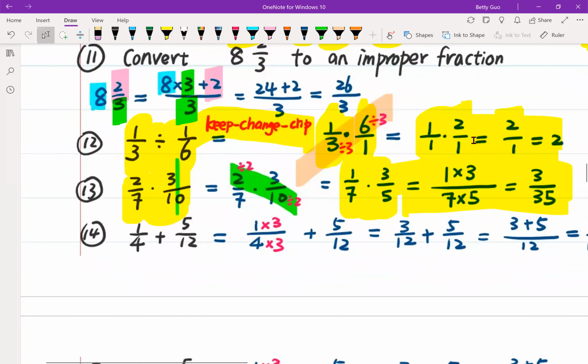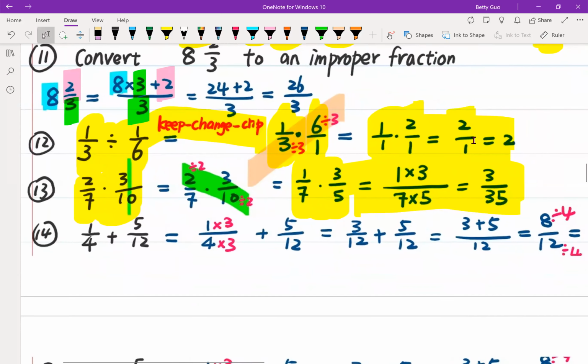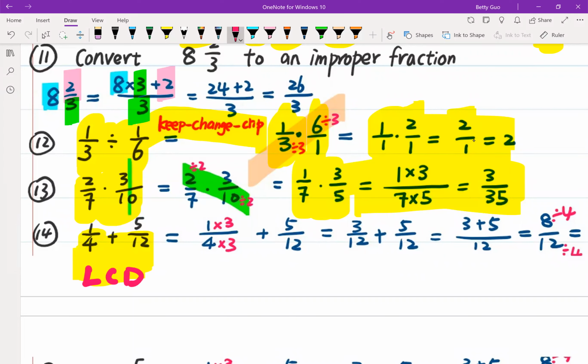Number 14, take the sum of two fractions. The two fractions have no common denominators. The two denominators are 4 and 12. We need to find the least common denominator. The least common denominator of the two fractions is the least common multiple of the two denominators. This is the special case number 1. 4 is a factor of 12. 12 is a multiple of 4. So the least common multiple is the bigger number, 12.